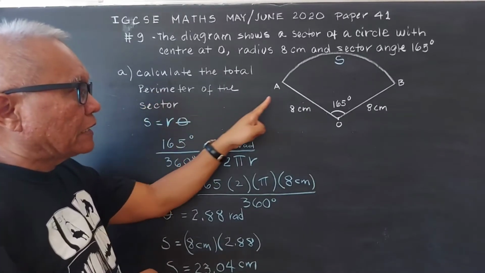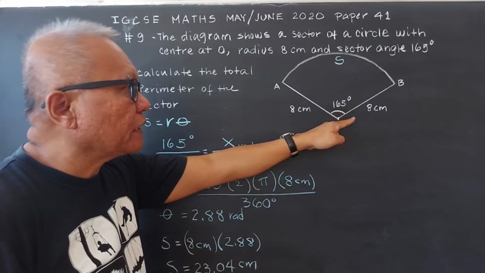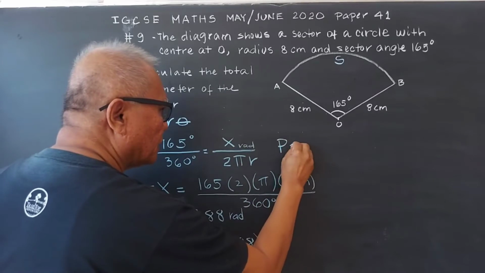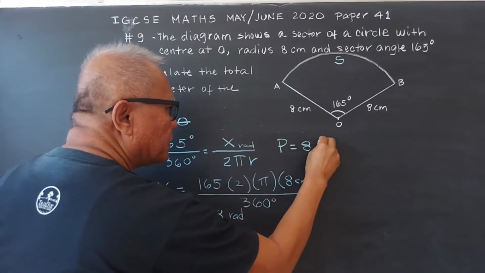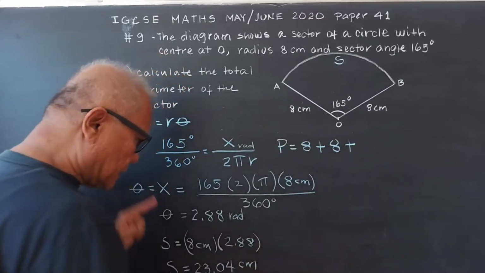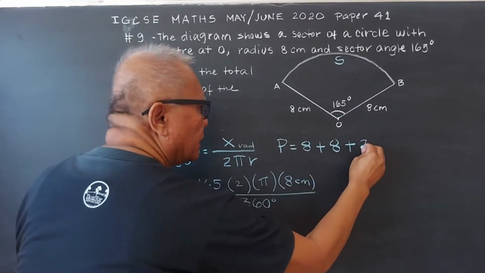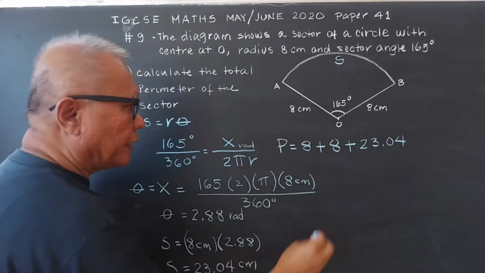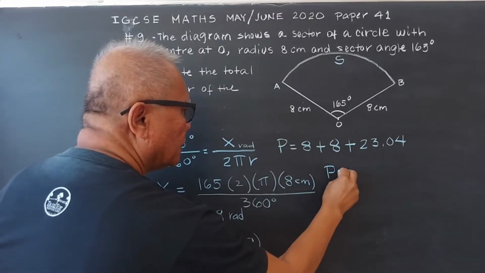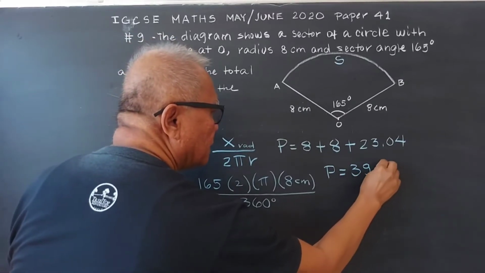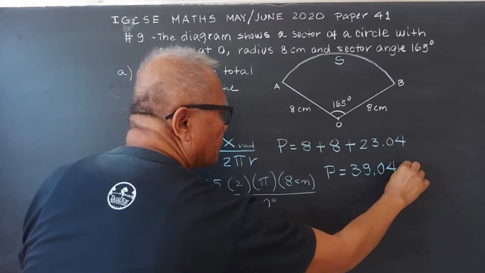Now, can we find now the perimeter of our sector? Yes, we will add the 8 here, plus the 8 there, plus the S. So we have our perimeter here. Perimeter is equal to 8, plus another 8, plus the S, which is 23.04. And our perimeter here is equal to 39.04 centimeters.